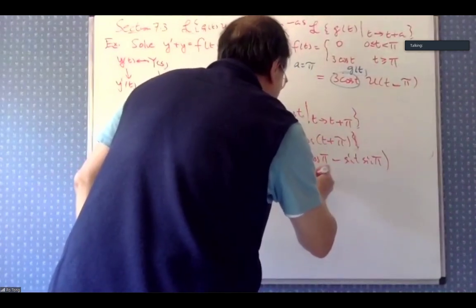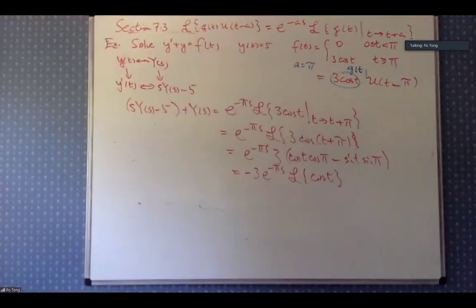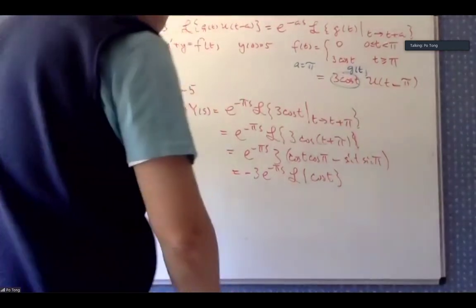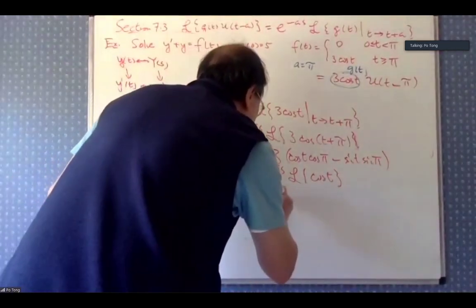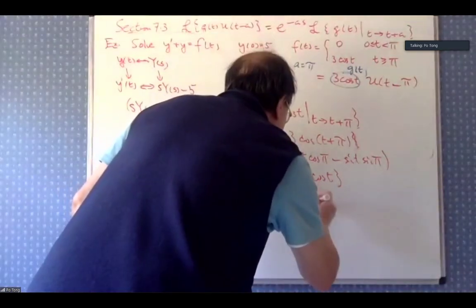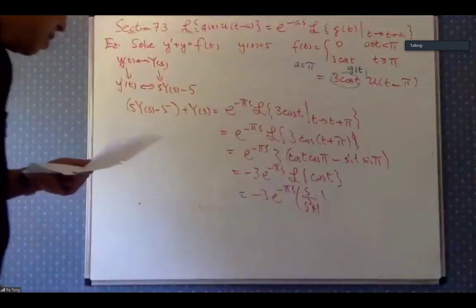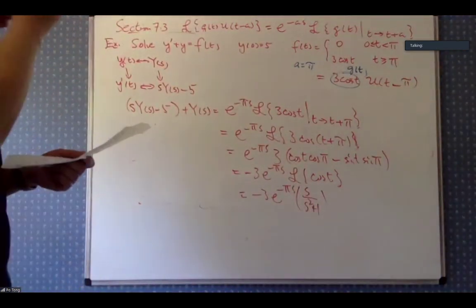Okay. What do I have? Is it cosine? Yes. Okay. Minus 3. Laplace transform of cosine is going to be s over s squared plus 1. Okay, I think that's it. I think that's good now.